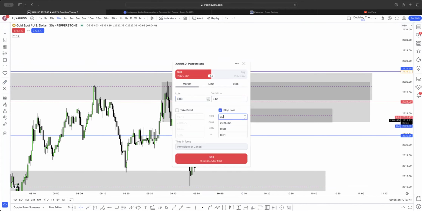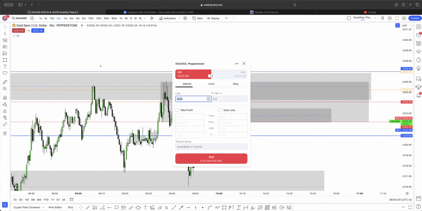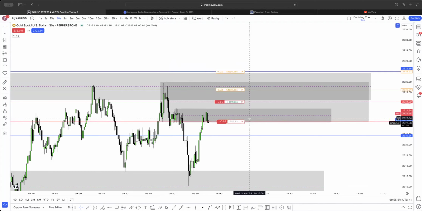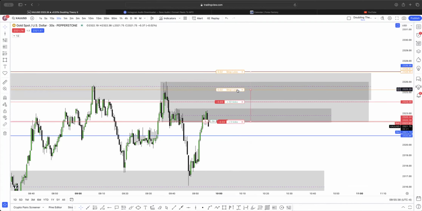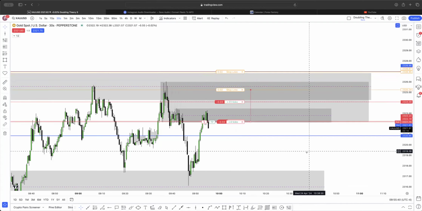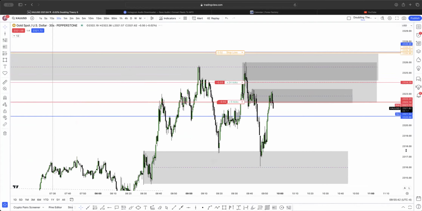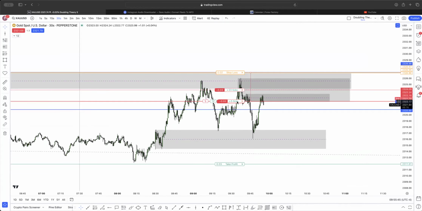This time it's a bit bigger. Let's put two positions in with a total of 1%. A bit bigger than I expected in terms of stop loss placement, but it's just to show you guys what's up.